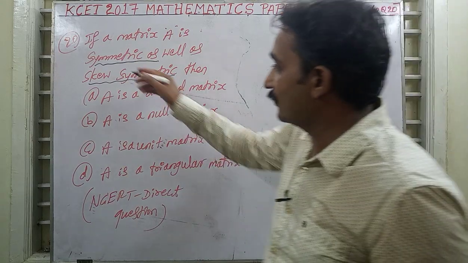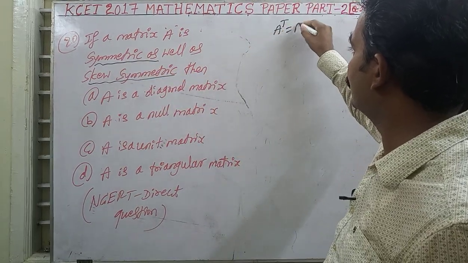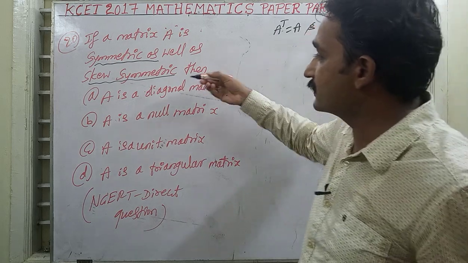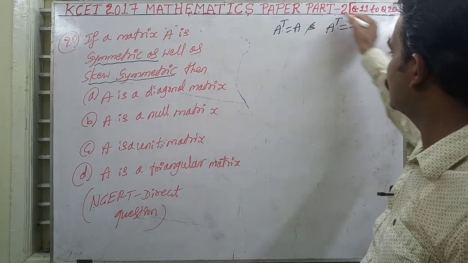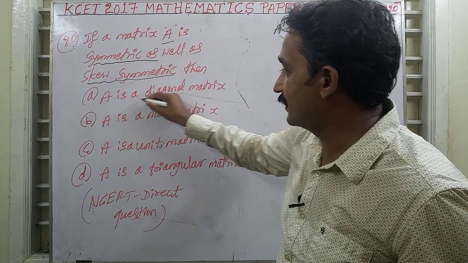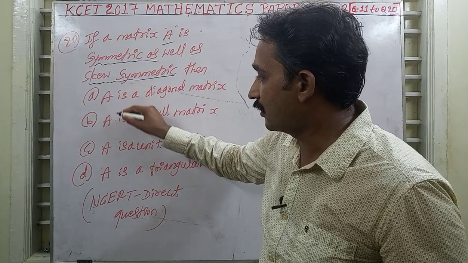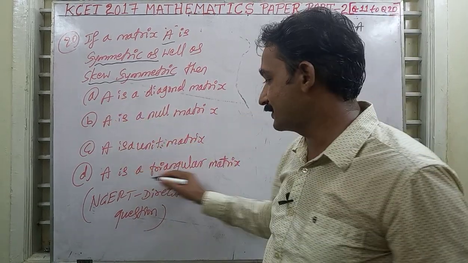So what are the given data? A is symmetric means A transpose is equal to A, and A is skew symmetric means A transpose is equal to minus A. These two are the given data. We have to identify whether A is a diagonal, or A is a null, or A is a unit matrix, or A is a triangular matrix.